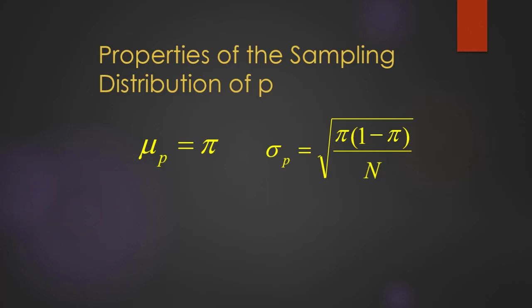Now the problem here is in order to calculate this, we would have to know pi, the population proportion, and we're not going to know that. So we're going to estimate using the standard error of P, and notice the only thing that I've done is replace pi, the population proportion, with P as our best estimate of the population proportion. Those are the properties of the sampling distribution of P. With these properties in hand, we can move forward and learn how to make inferences about the population proportion.